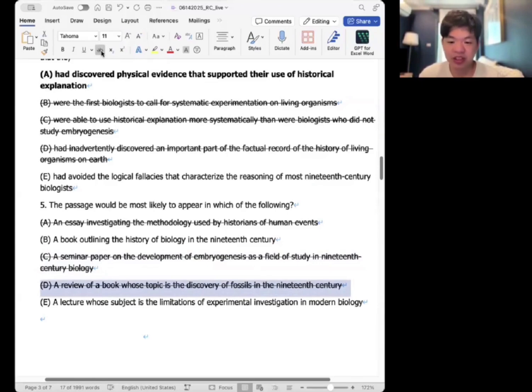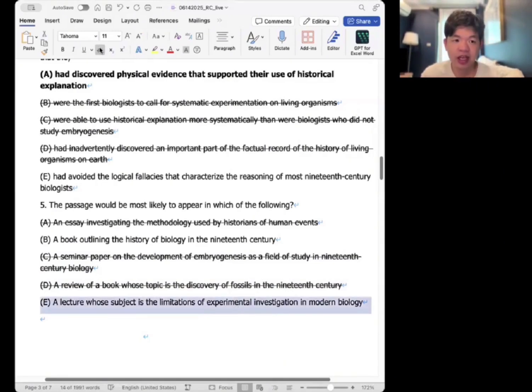Let's move on to option E. What does it say? It says this is a lecture, and the topic of the lecture is the limitations of using experimental methods in modern biological research. But in our article, the emphasis was never on experiments. What we were emphasizing was historical interpretation, right? So what's the point of placing it in a lecture about experiments? That's why, in the end, it's likely to be option B.